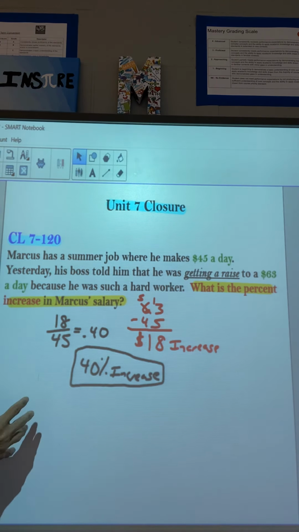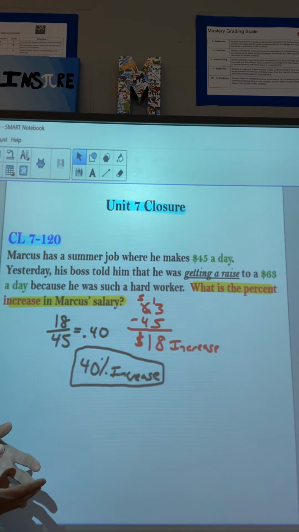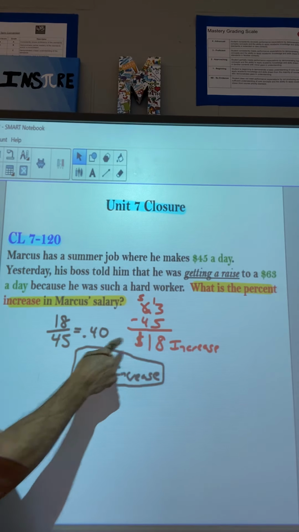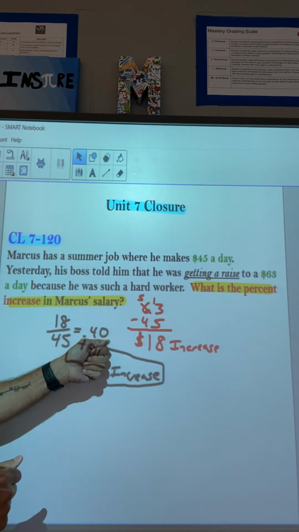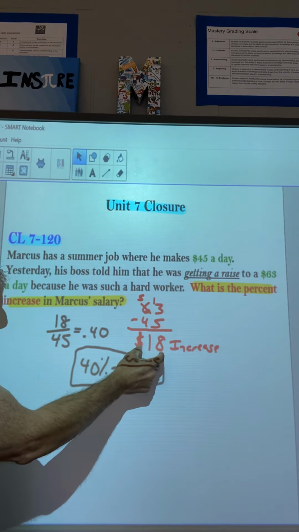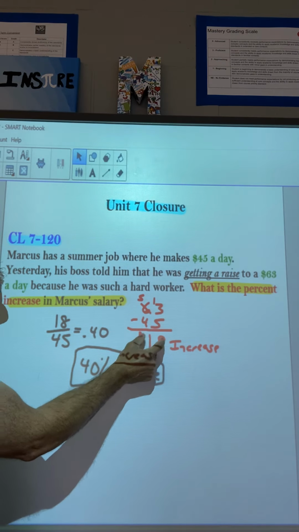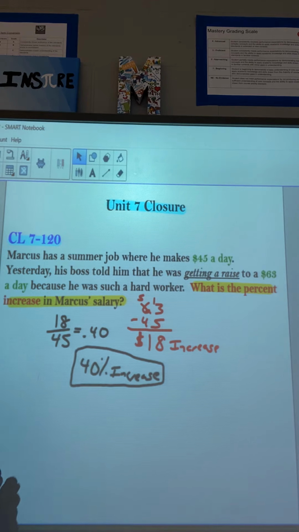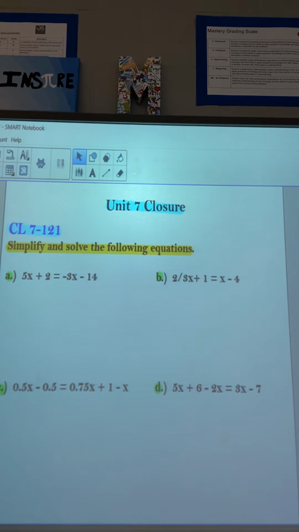Now, I know some of you are going to try to draw the big diagrams and figure that out, but that takes a lot longer. Again, find out how much the increase or decrease is. This will work if it's a decrease too. Subtract them, and then divide that number by whatever the original number you started with was. Okay, pretty easy. And then lastly, it says we've got to simplify and solve some equations.